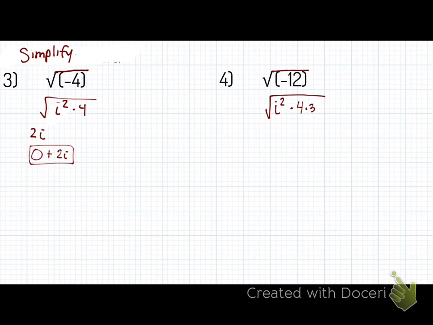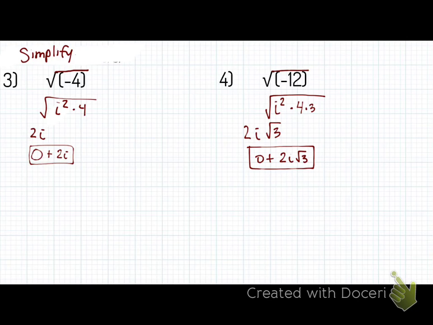The square root of i squared is i. The square root of 4 is 2. The square root of 3, there isn't one, so we leave that on the inside. Then we ask ourselves, is there a real number that goes with it? Nope, so we're going to write 0 plus 2i rad 3. Okay, some people have made mistakes. Talk to your neighbors about it really quick. Explain where you made a mistake and how you fixed it.